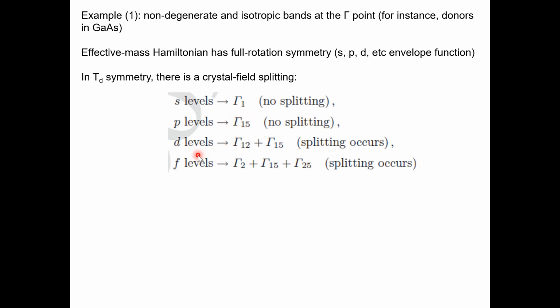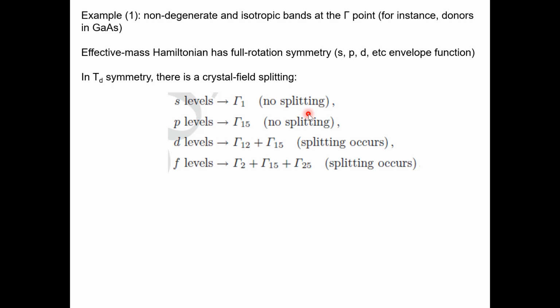The D levels, originally fivefold degenerate, will split into a gamma 1,2 and a gamma 1,5, twofold and threefold degenerate, and the F levels are going to split as well. Okay. So, because of the crystal field, these different hydrogen-like states are going to split in this manner. So, this is the first and simpler application of group theory.